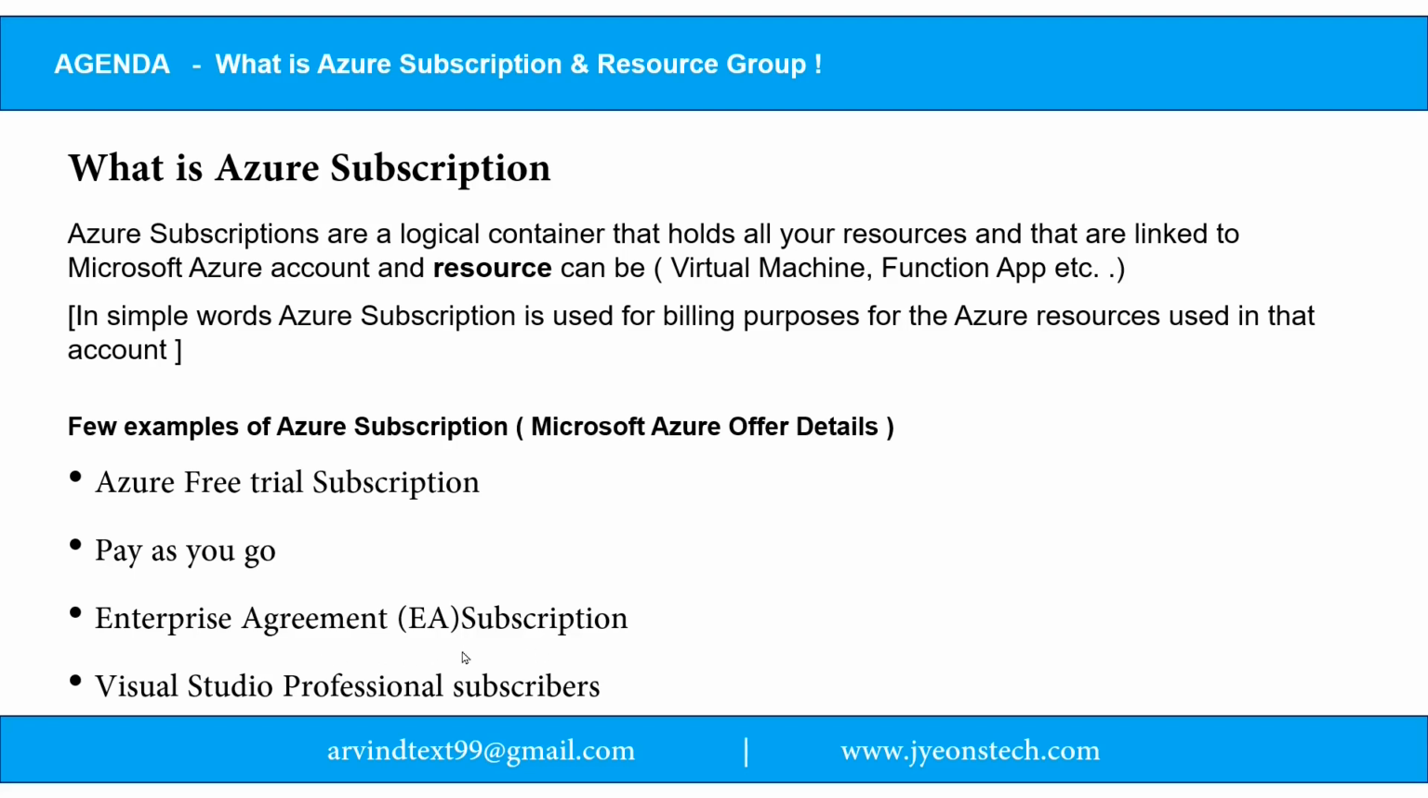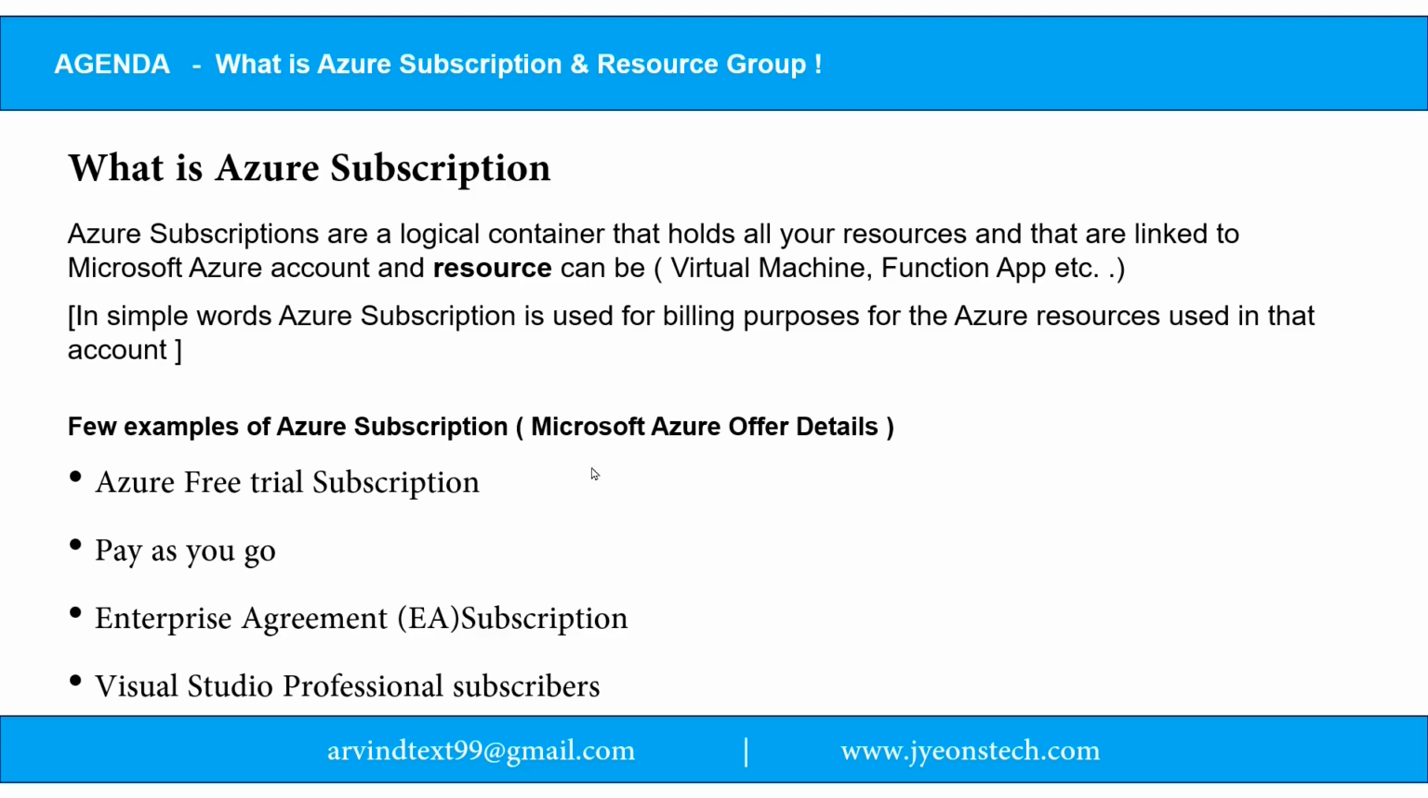Next is the enterprise agreement subscription. You get an enterprise agreement subscription when you do the sign off with Microsoft, working with a partner along with Microsoft, so that you can redeem the offers. Next is Visual Studio Professional subscribers. A Visual Studio Professional subscriber can receive a $50 monthly credit for Azure services.